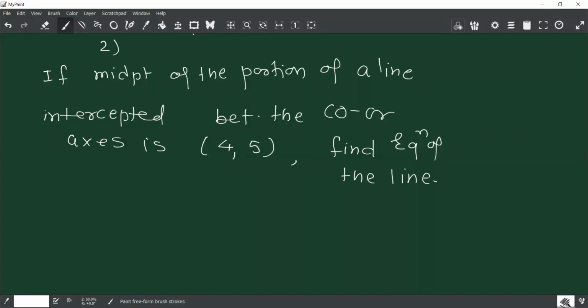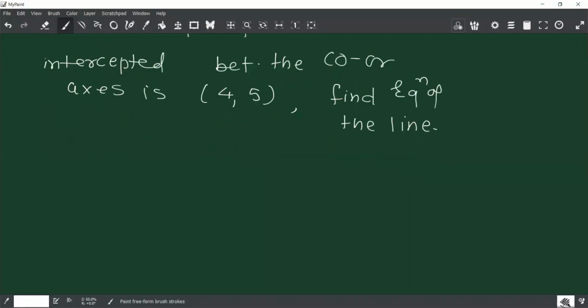Midpoint of the portion of a line intercepted between the coordinate axes is (4, 5). Find the equation of the line. In such a sum they can ask a midpoint, or they can give you a point which divides in some ratio, and then they can give the point also. Superb. Somebody got it right already. 5x plus 4y is equal to 40.